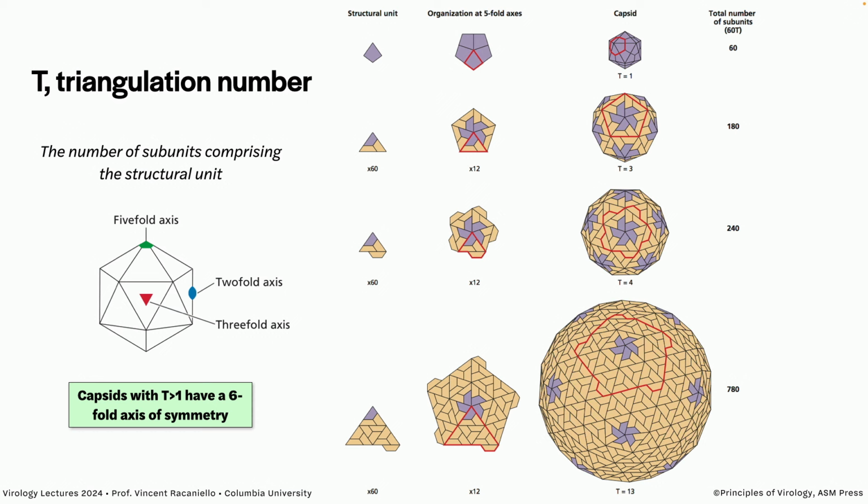You can get bigger and bigger. Anything bigger than T equals 1 now has both a 5-fold and a 6-fold axis of symmetry, as I just showed you. So this is how you make bigger particles, by simply adding more subunits.